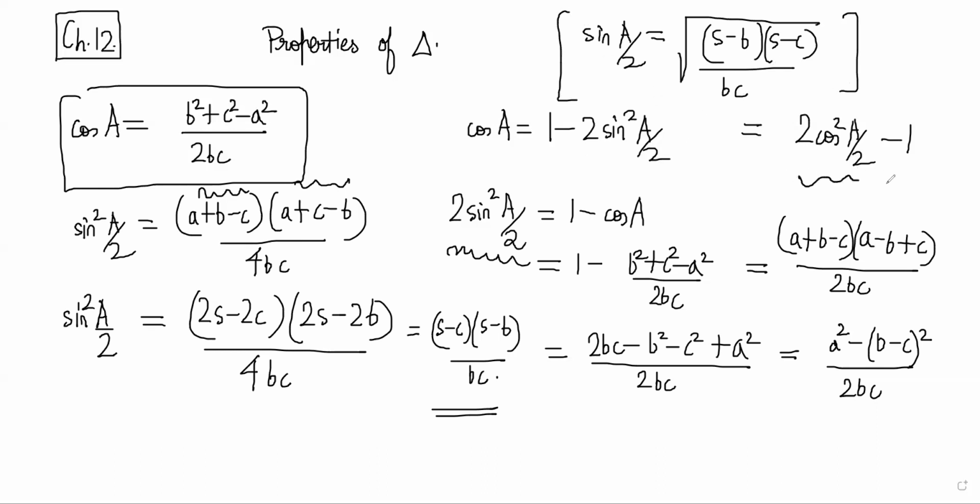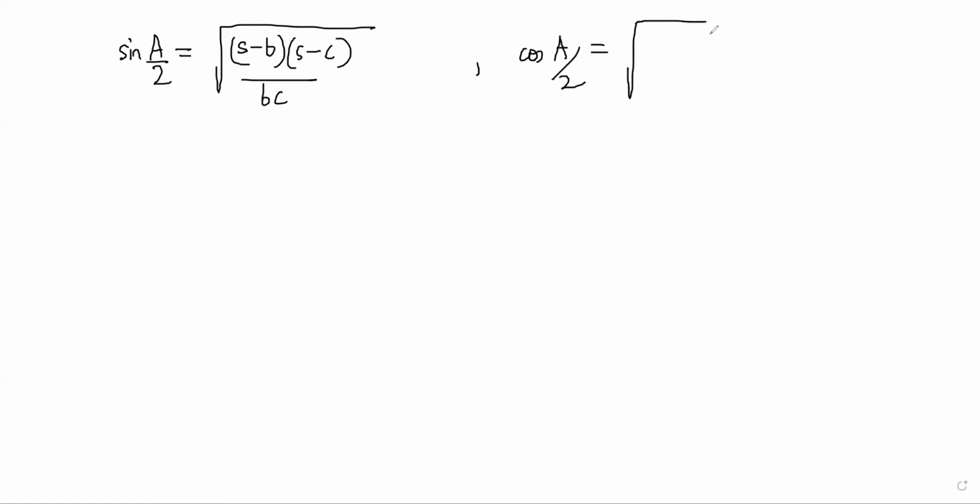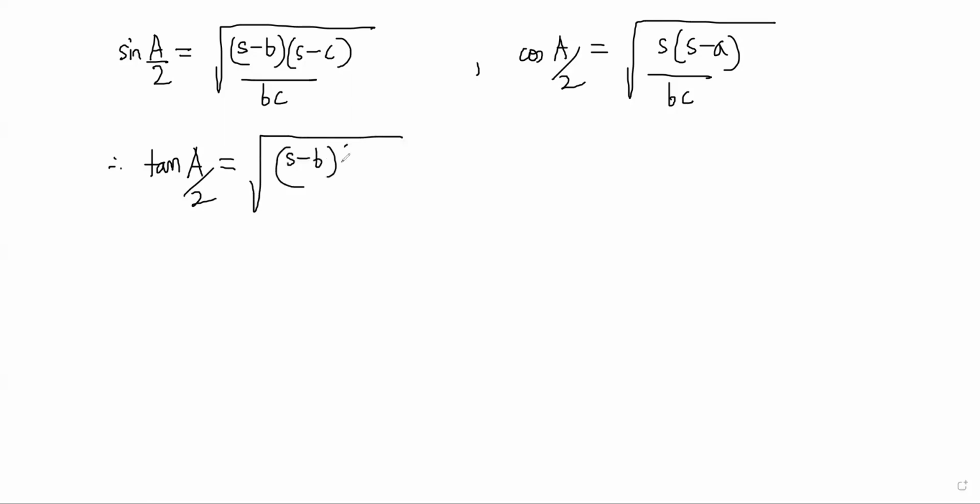Exactly the same process. Now you have to use this to get the formula for cos A by 2, right? Yes, sir. So you will end up with, you can see the derivation, it's the same derivation. We get formulas like this. We get cos A by 2 is equal to root over s(s minus a) by bc. So therefore, tan A by 2 will be equal to root over (s minus b)(s minus c) by s(s minus a), right?